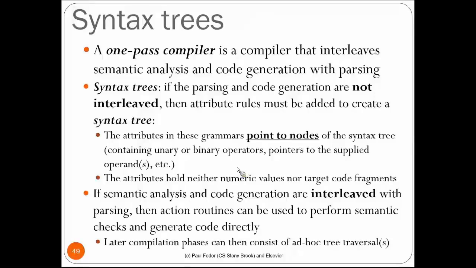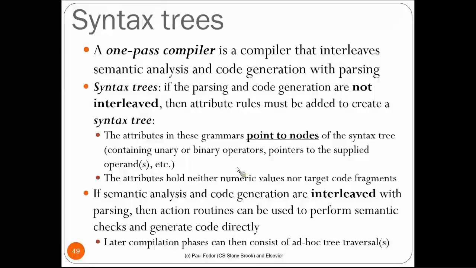Now, in addition to computing just a single value in the root, a one-time pass compiler may also build a parse tree or a syntax tree. So it actually interleaves semantic analysis with parsing. And the result is this parse tree, a data structure that stores the structure of the original program that we are parsing. And the attributes in this grammar are actually pointers to nodes in the parse tree.